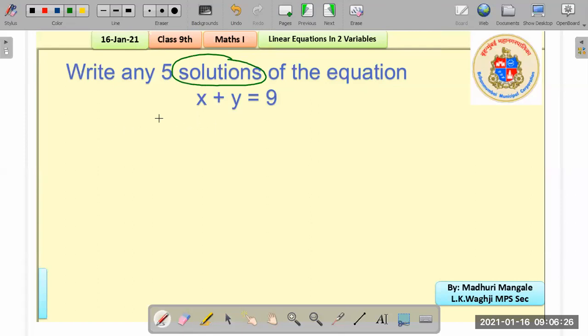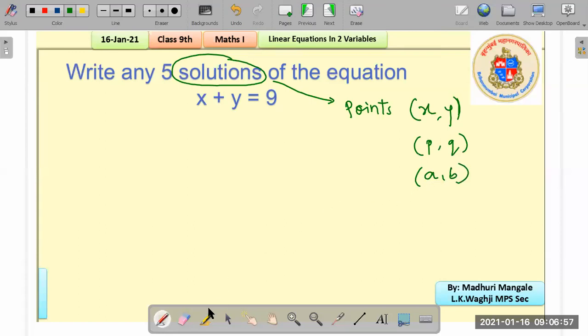Solution means, for a linear equation, the solution will be points. The points which are of the form x comma y. So if the equation is in x and y, it will be x comma y. Suppose the equation is in p and q, so the point will be of the form p comma q. If the equation is in a and b variables, then it will be a comma b format. So a solution is a point in x comma y format.